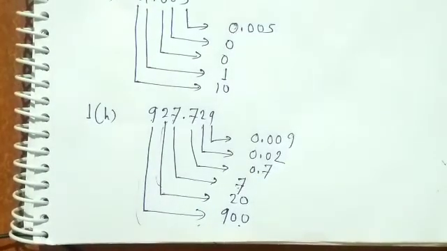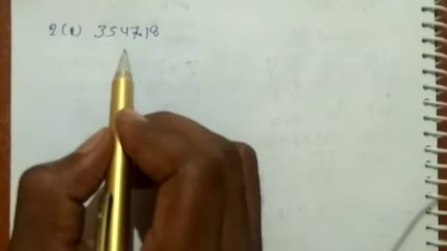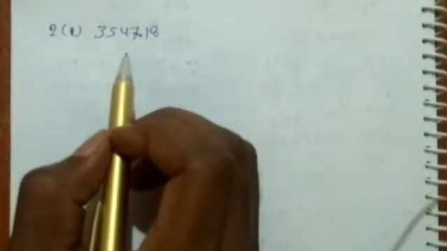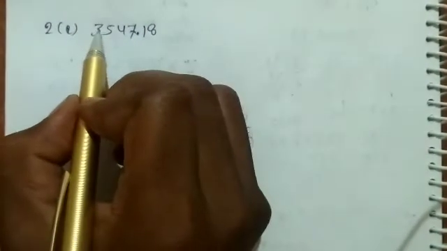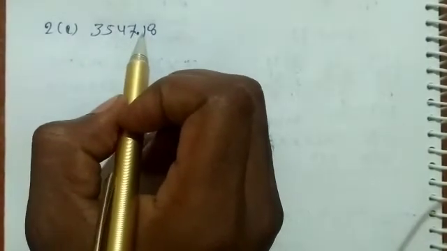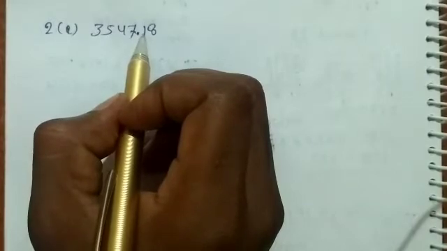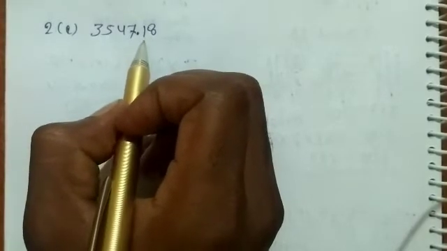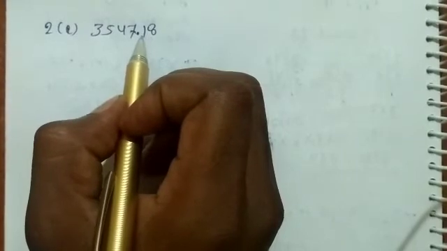So these are the place values of each digit in the number. I hope you have understood. Remaining parts A, B, C, D you will solve by yourself. This is question number 1. Now let's start question number 2. Write the following in expanded form, in decimal form and fraction form. This number we have to write in expanded form. Expanded form means 3000 plus 500 plus 40 plus 7, then decimal, then this is 1 tenth, so 1 upon 10 or 0.1, whatever you want to write.